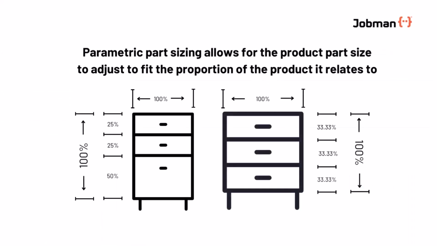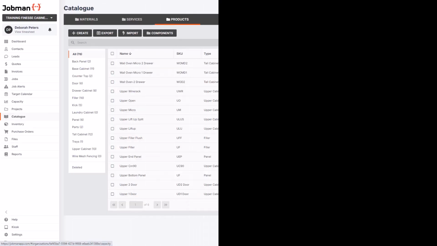Parametric sizing allows a product part to adjust to fit within or equal 100% of the product size. An example would be a cabinet with drawers. Each drawer front is a proportion of the cabinet with a percentage based on the quantity and size of each drawer.